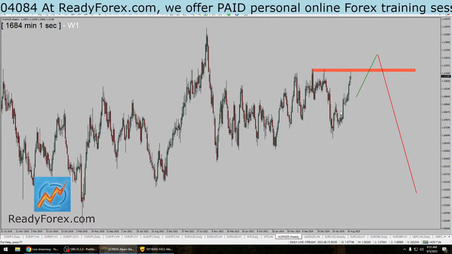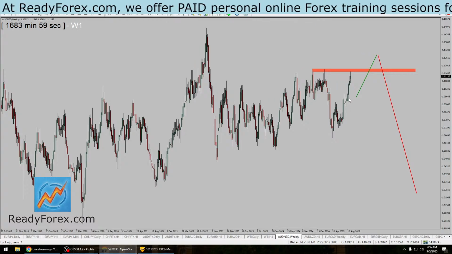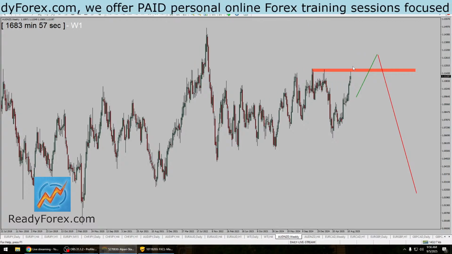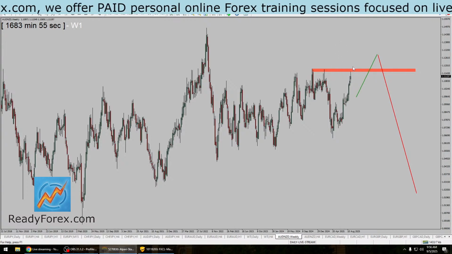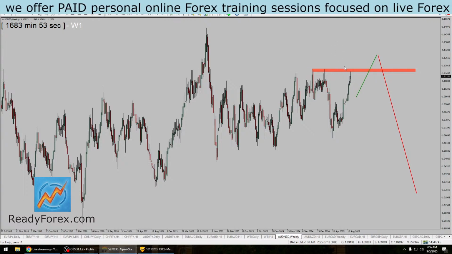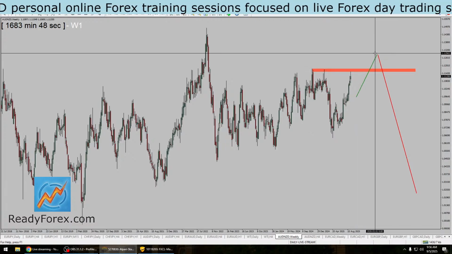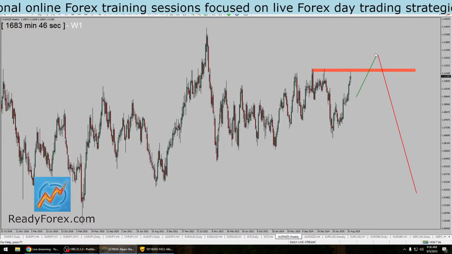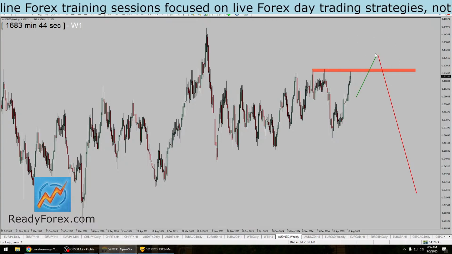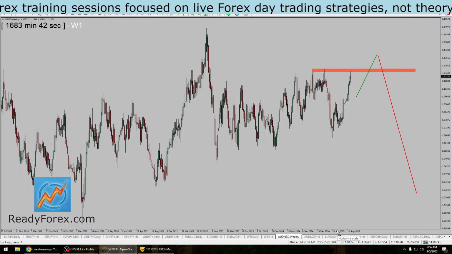AUD NZD currency pair, as forecasted, price action is going up over here. I'm still waiting for a bullish breakout, a false one basically. So it's all there, and the market's probably going to break above this high, and then expect a top and a drop, and that would be the area to look for a potential sell trade setup.